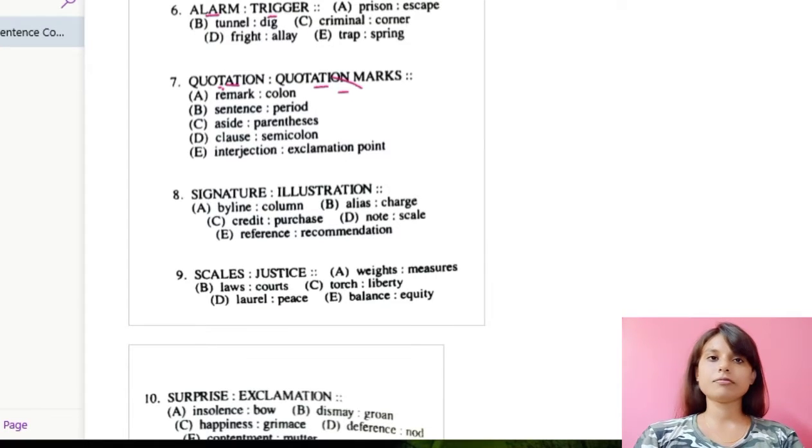So let us solve these questions one by one so that you can understand it in a better way. Number 6, we are going to solve only 5 questions in this class. So let's start. Alarm and trigger.